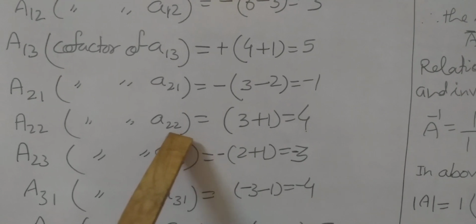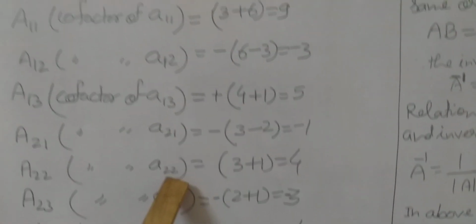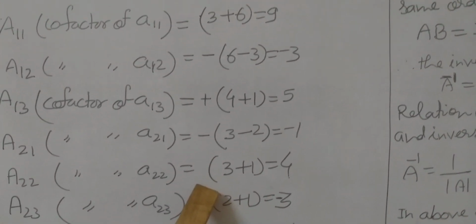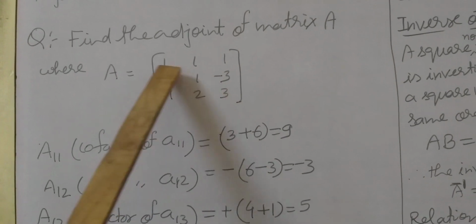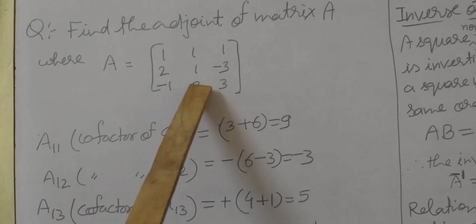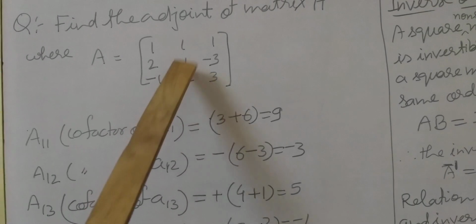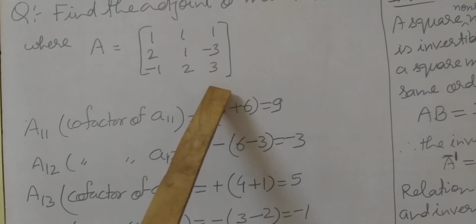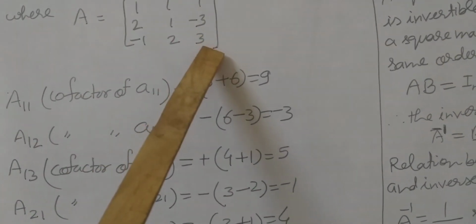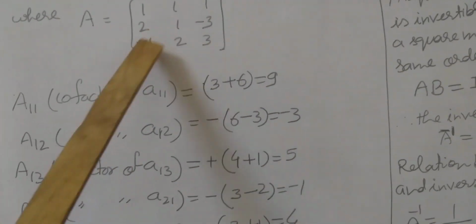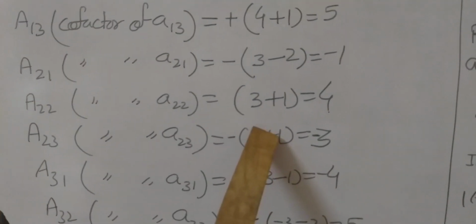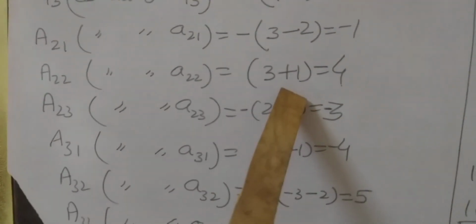Now students, its cofactor A22. Add both of them, even, so plus sign will be here. So it is A22. Delete its column and its row. The left values are 1 -1 1 3. Find out its determinant. 3 times 1 is 3, plus 1. So student, you can see 3 plus 1 is 4.